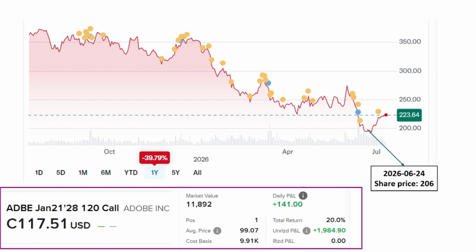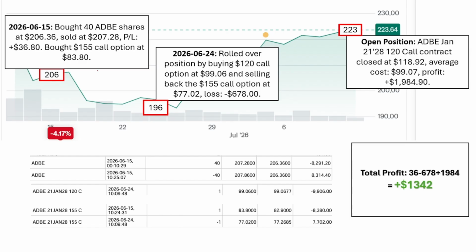So far this option has given a 20% return. It was on June 24th, when the share price of Adobe was 206, that I bought this option contract, and so far it has been in profit because the share price moved. Right now it's 223 at the time of this recording on Sunday, and my unrealized profit is $1,984.